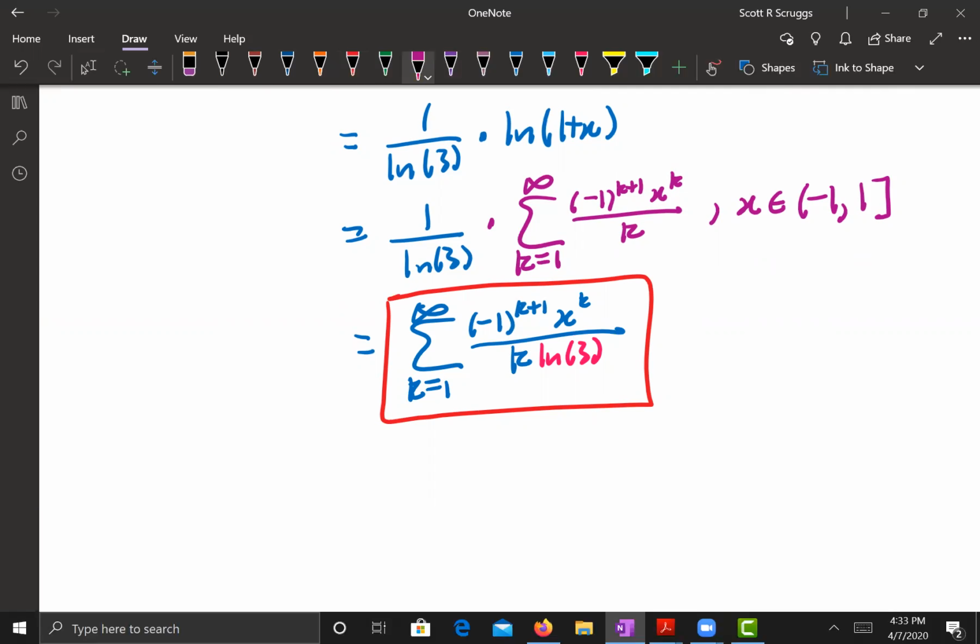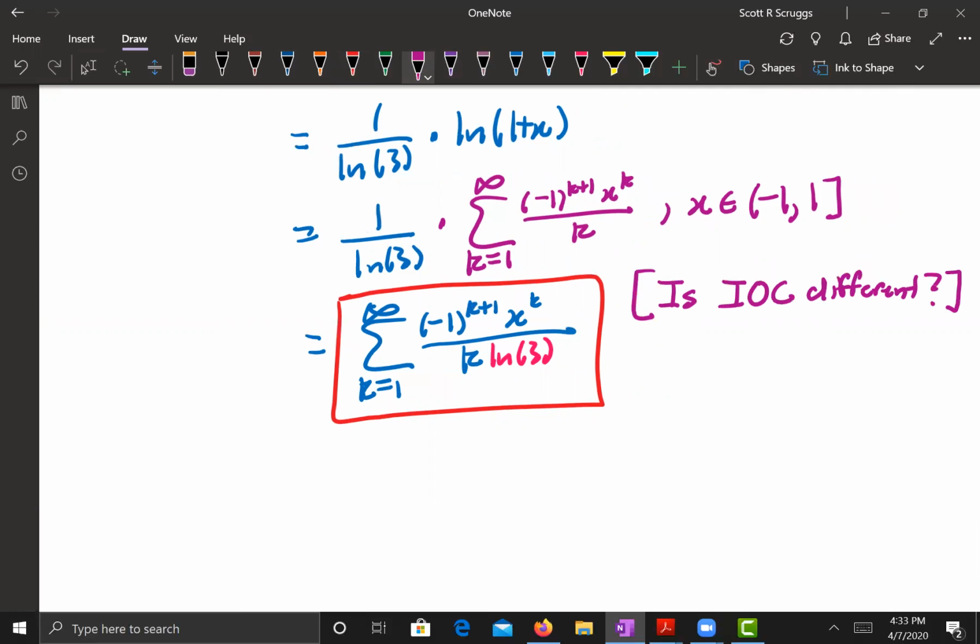Now, here's my question. For this new series, would the interval of convergence be different? Yes or no?